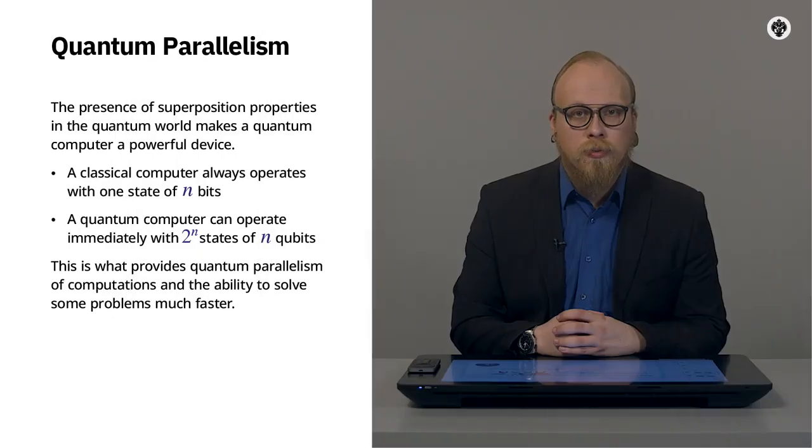The presence of superposition properties in the quantum world makes a quantum computer a powerful device. If we have n qubits in a quantum computer, then, due to the superposition property, they can simultaneously be in 2 to the power of n states. In a classical computer, n bits are always in one state. As a result, when performing a quantum transformation on qubits, we can simultaneously change 2 to the power of n states instead of 1. This allows quantum parallelism in computing and the ability to solve some problems much faster.